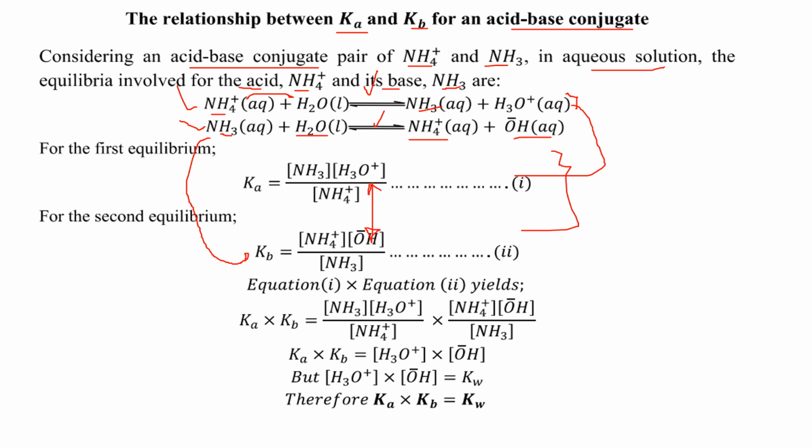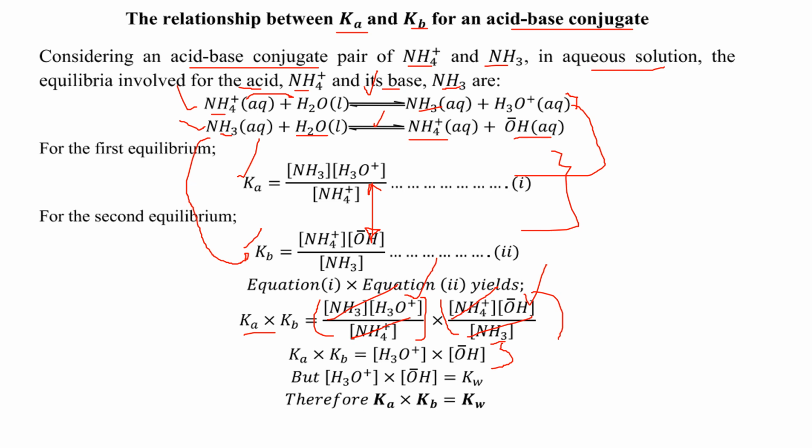Now if you multiply equation 1 and equation 2, we are going to get Ka times Kb, which is written like this, equal to the expression of Ka multiplied with the expression of Kb. Once we do so, we shall find out that molar concentration of ammonia is going to cross out, and molar concentration of ammonium ions is going to cross out. So you are going to remain with molar concentration of hydroxide ions times molar concentration of hydroxonium ions, which is represented as follows.